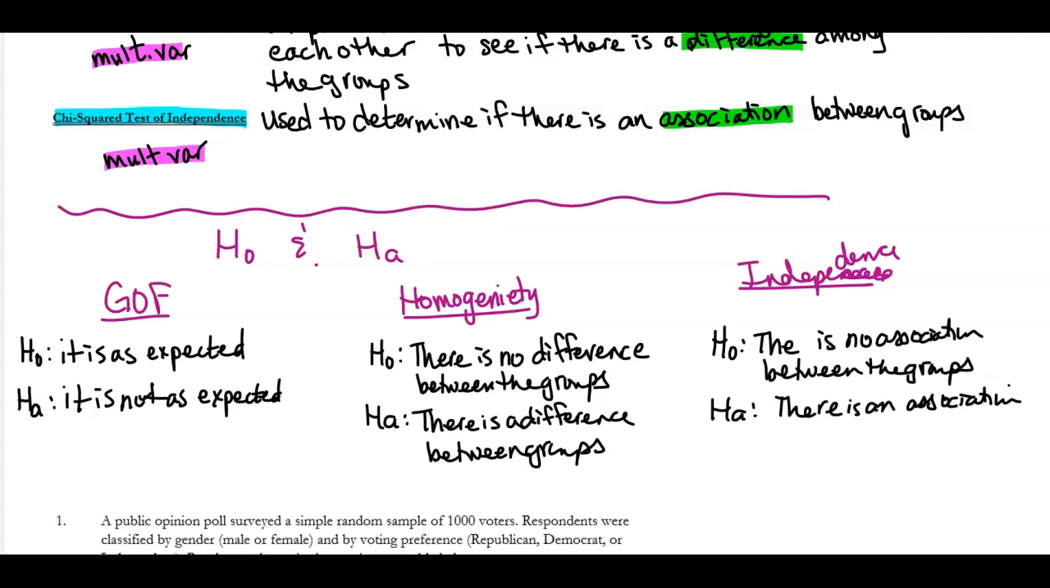Okay. I do want to say that these two are the exact same test on the calculator. Same calculator process. Okay. So they're exactly the same. The only difference is your Ho and your Ha, knowing how to write those, whether you're looking for a difference or an association. But everything else is the same.